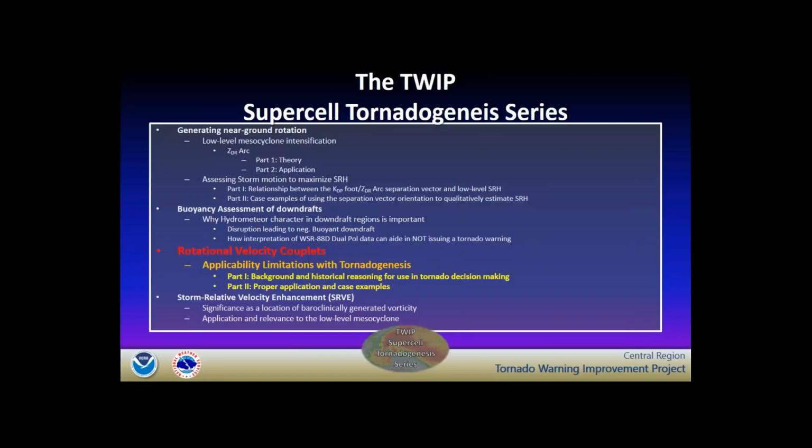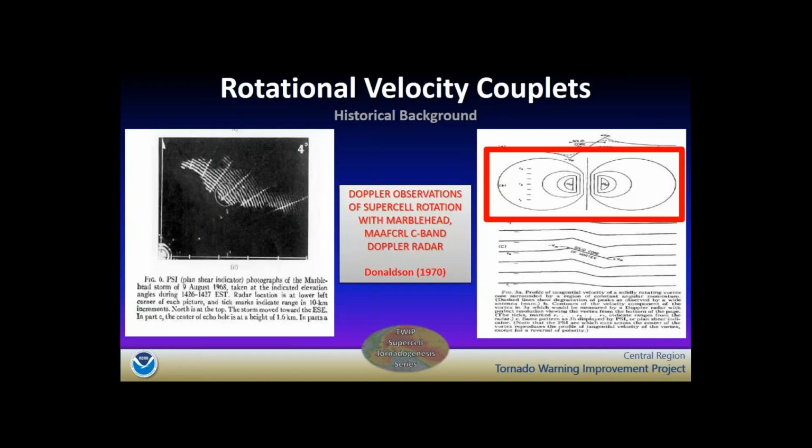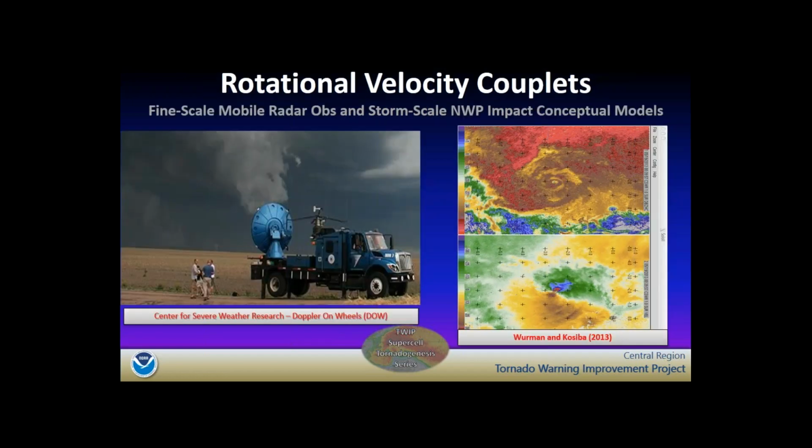So speaking of rotational couplets, this next training digs into more of the topics discussed today, but more in depth, with applicability and limitations of diagnostic rotational velocity couplet analysis. To fully understand the long-established practice of using couplets as prognostic tools for tornadogenesis, we go into a brief historical background, including the associated connection to conceptual models that are now outdated.